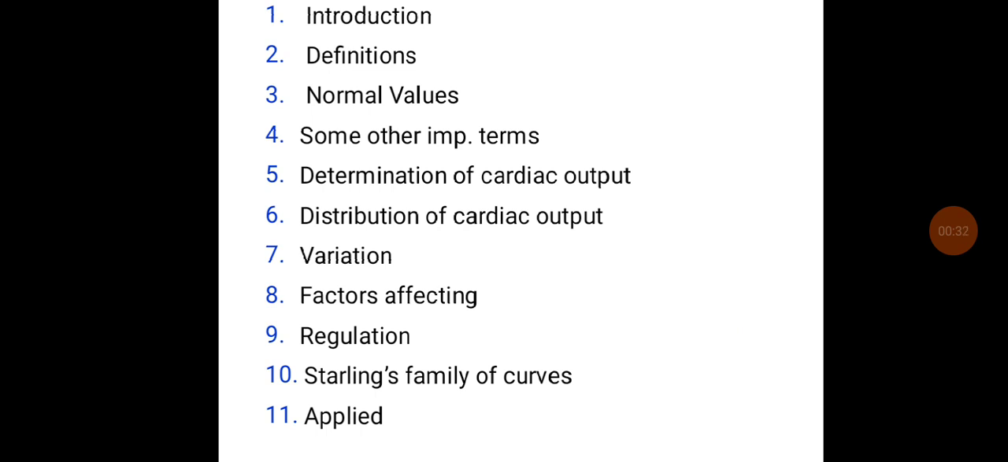In today's class, we're going to study under the following headings: introduction, definition, normal values, some of the important terms related to cardiac output, the determination of cardiac output, how cardiac output is distributed, the different variations, the factors affecting cardiac output, and how cardiac output is regulated. We'll also learn about Starling families of curves, and some of the applied aspects related to cardiac output.